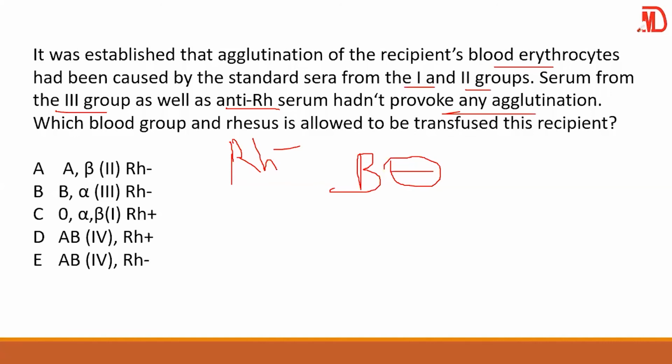So they said it was established that agglutination of the recipient's blood erythrocytes has been caused by the standard sera, that is serum, from blood group I and II. Blood group I means blood group O. Blood group II means blood group A. Do you understand me? So even before you go on, which of the blood groups cannot donate to O and A? It's blood group B.